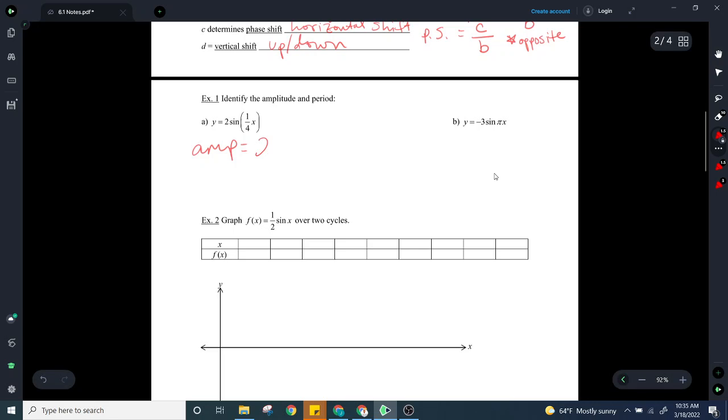So the amplitude is going to be 2 here. Similarly, the amplitude here would be 3, even though it's negative, the quantity is 3. So that's what we would say for the amplitude. Now, the period, let's talk about the period.